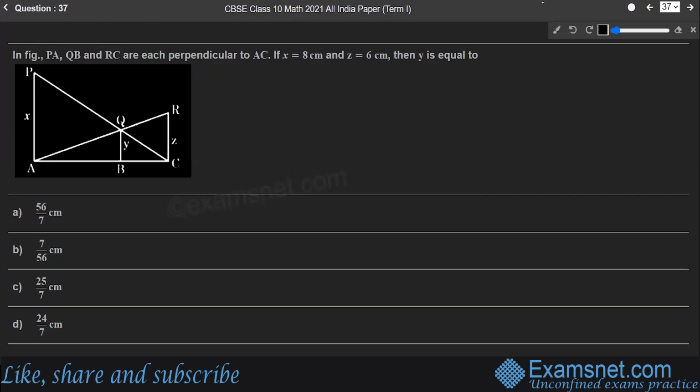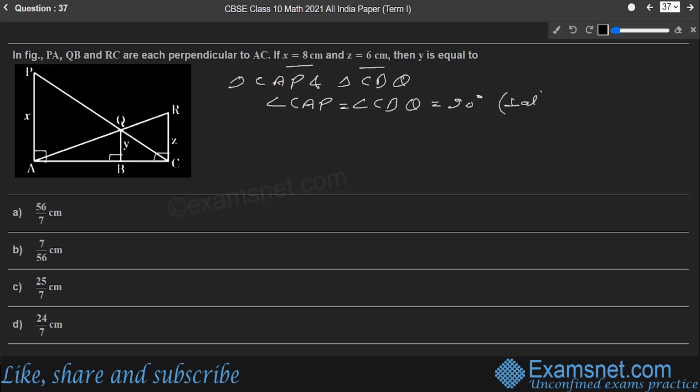Okay, so as they say in the figure, PA, QB, RC are each perpendicular to AC, so these three sides are actually perpendicular. If x equals 8, z equals 6, then y is equal to what? We have to find the value of y. So if you see triangle CAP and triangle CBQ, you will notice that angle CAP is equal to angle CBQ, which is 90 degrees, because these three lines are perpendicular. So each angle will be 90 degrees.